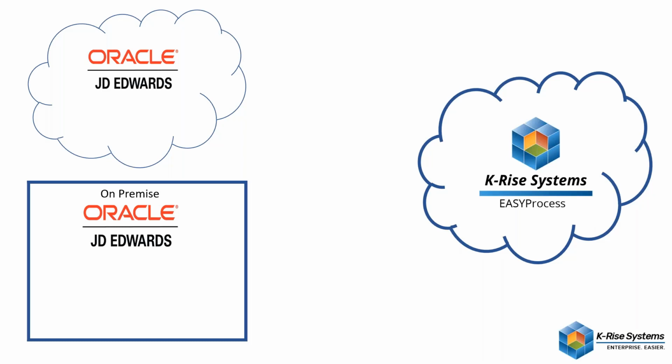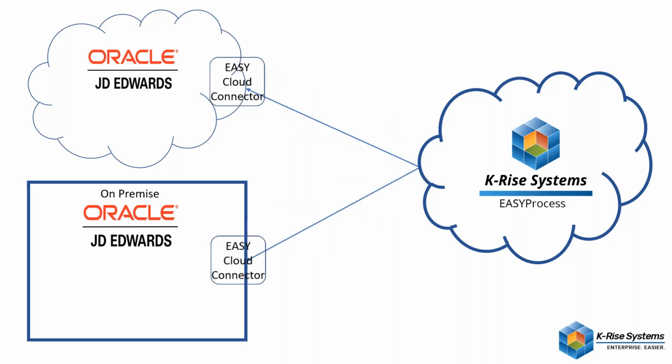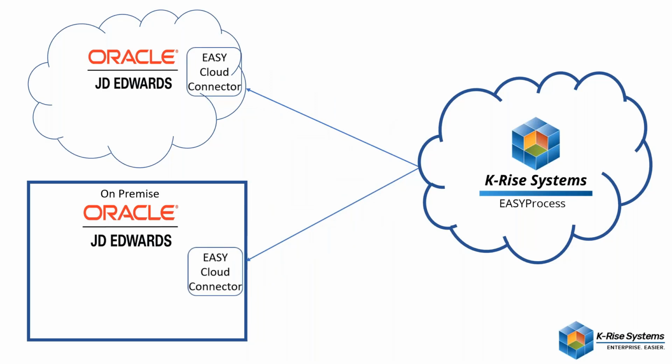But the first thing we do as an organization is we have a piece of software called the Easy Cloud Connector. And this is really important. What it allows us to do, it's a simple Java application. It allows us to not have to use VPN to connect to your system. You don't even need to give out credentials to KRISE, any user IDs and passwords. It locks your part down into a private cloud.